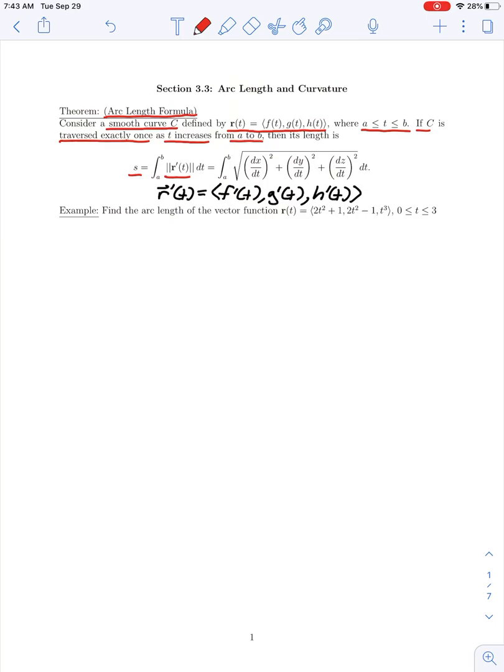So taking the magnitude of this vector, well, the magnitude of a vector is defined by the square root of the sum of the squares of its components. So that is the square root of the sum of the derivative of our x component squared, our y component squared, and our z component squared. And this is being integrated over whatever interval that we're interested in, say from a to b.